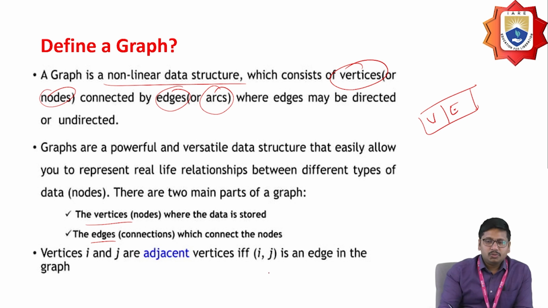How can we say that vertices are adjacent? Two vertices are said to be adjacent if they are connected with an edge.